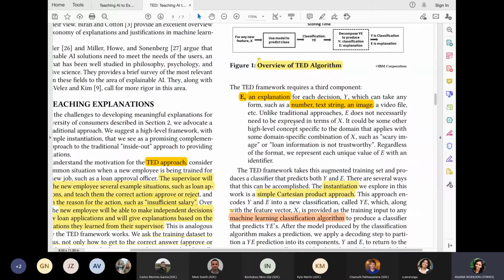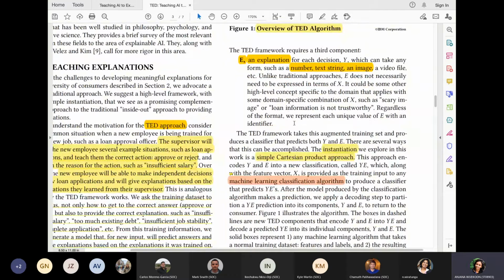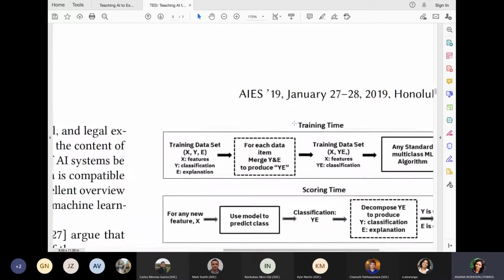So for example, for loan approval, they will have the set of attributes of the loan application, and then the decision that was made and the reasoning behind that decision. They present an instantiation using a simple Cartesian product, which means if you have a set of Y's and a set of E's, they treat each Y-E pair as a label on its own. So once you learn a model, the model will predict Y-E instead of just Y or just E. Once you have Y and E, you just have to break them down, which they explain in this diagram.